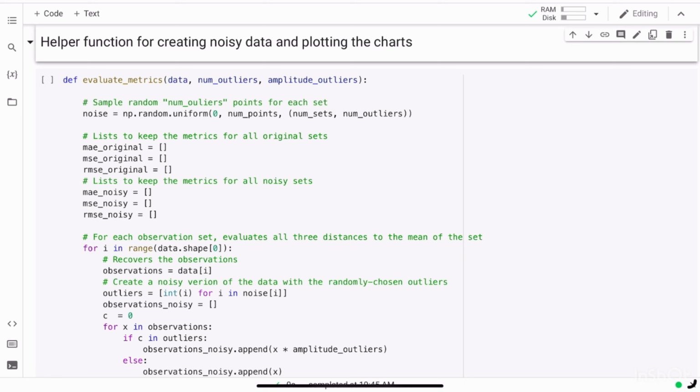So data is our original dataset. Number of outliers: I have 1000 samples here. Out of 1000 samples, how many outliers do I need to add? Let's say I want to add 10 outliers out of 1000 samples. And then for each outlier, how much should be the amplitude of it? Amplitude means how much it is different from the original distribution. So these are the three inputs I am taking.